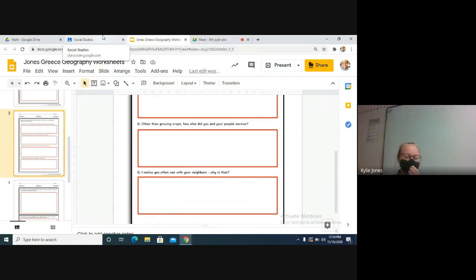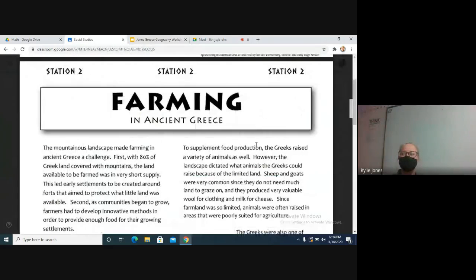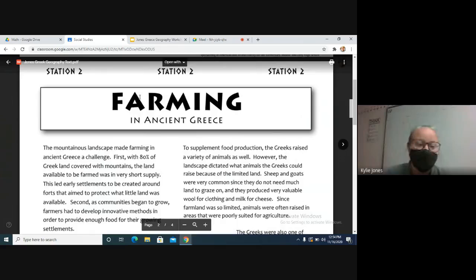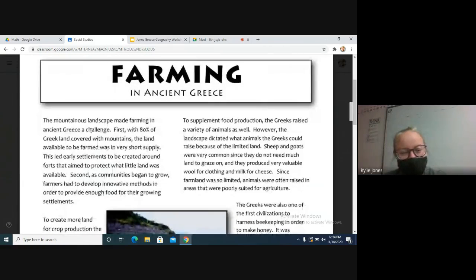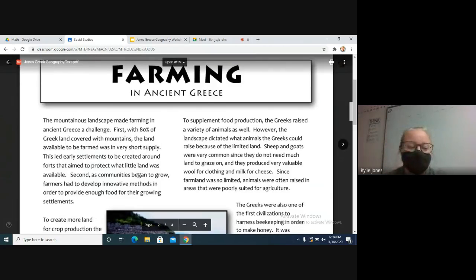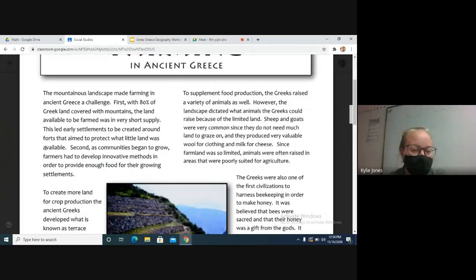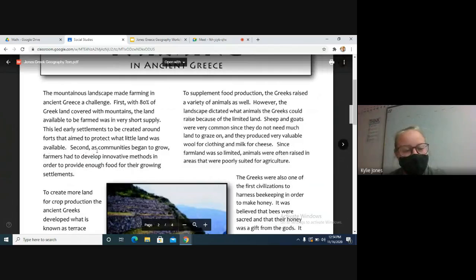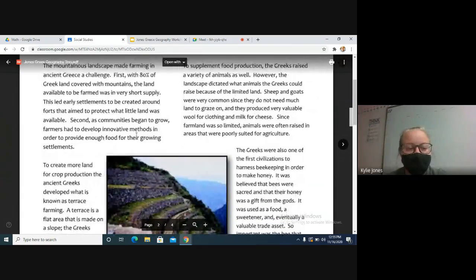Our next one is about farming, and we're going to go ahead and get reading on this one, looking out for those questions that I just read to you. The farming one says, the mountainous landscape made farming in ancient Greece a challenge. First, with 80% of the Greek land covered with mountains, the land available to be farmed was in very short supply. This led early settlements to be created around forts that aimed to protect what little land was available. Second, as communities began to grow, farmers had to develop innovative methods in order to provide enough food for their growing settlements.